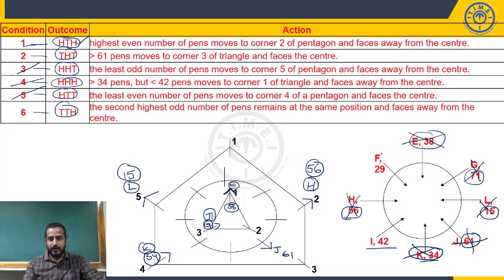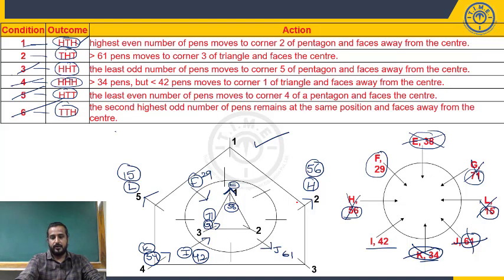Basing on J, whom are we left with? F and I. Let us fix that. One gap, I, 42, faces the center, no change, because all the outcomes are completed and all the conditions are applied. There is one note: remaining persons remain at the same position and face the same direction. So F will be here, one gap, and 29 faces the center. That's it. All the conditions are applied. So based on this final arrangement, we need to answer the questions. Clear? Now answer the questions.